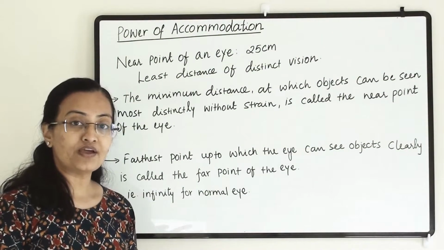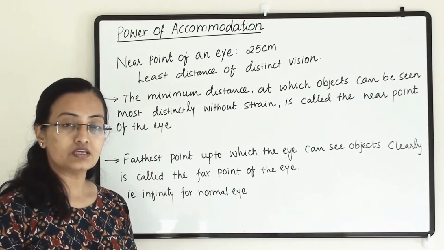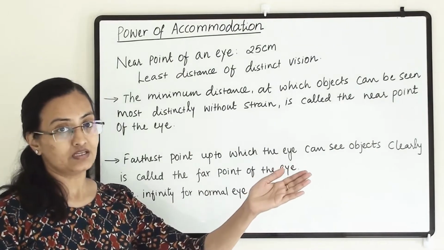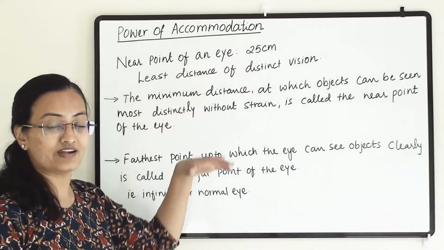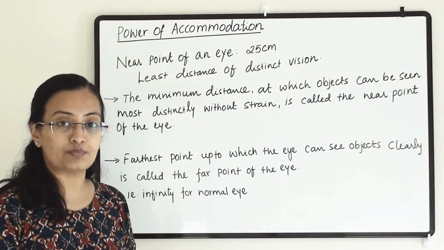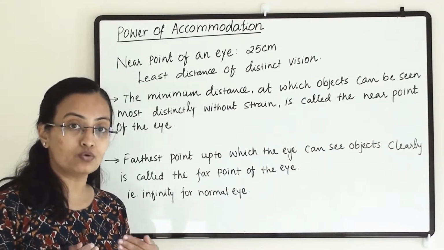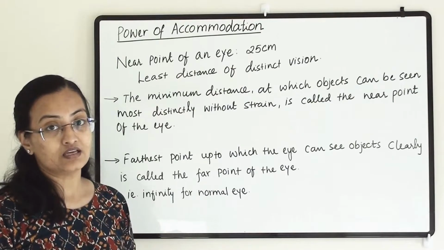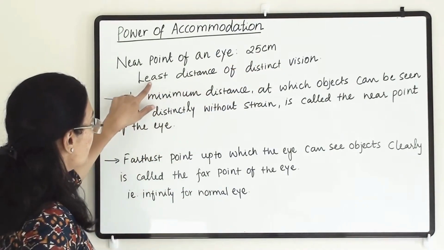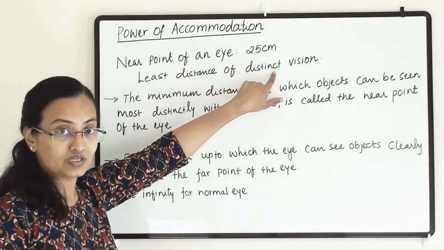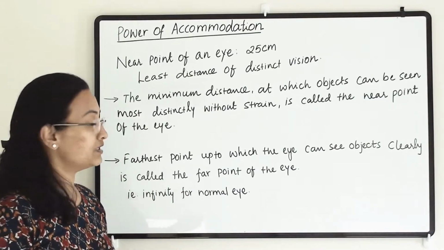Based on the power of accommodation of our eye lens, there are 2 points, that is, how near we can see or how far we can see through our eye lens. So the near point of an eye is 25 centimeter. That means if we are reading a book or a newspaper, we have to keep it at 25 centimeter distance. If we keep it very close to our eye, then letters may look hazy. So this much distance needs to be maintained to read. And this is known as the least distance of distinct vision. So that much least distance should be maintained to read or to look at the nearer object.